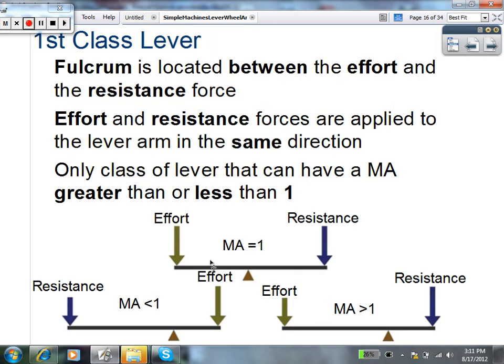In a first-class lever, the fulcrum is located between the effort and resistance forces. The effort and resistance forces are applied to the lever arm in the same direction. Notice in this example, both forces are applied in the downward direction. This type of lever, the first-class lever, is the only lever that has a mechanical advantage that may be considered greater than 1 or less than 1. So if the fulcrum is closer to the effort, the mechanical advantage is going to be less than 1. If the fulcrum is closer to the resistance, the mechanical advantage is greater than 1.